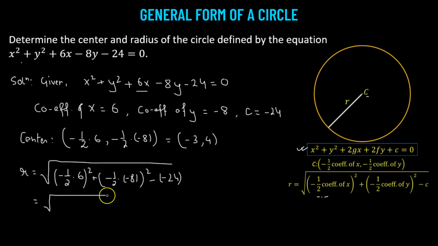So we have the square root of: negative half times 6, that's negative 3. Negative 3 squared gives us positive 9. Then negative half times negative 8 is positive 4. Positive 4 squared is 16. And then we have negative of negative 24, which makes it positive 24. So this value is equal to the square root of 49. Now 49 being a perfect square, our radius is going to be 7 units. So that means the radius of the circle is 7, and the coordinate of the center is negative 3 comma positive 4.